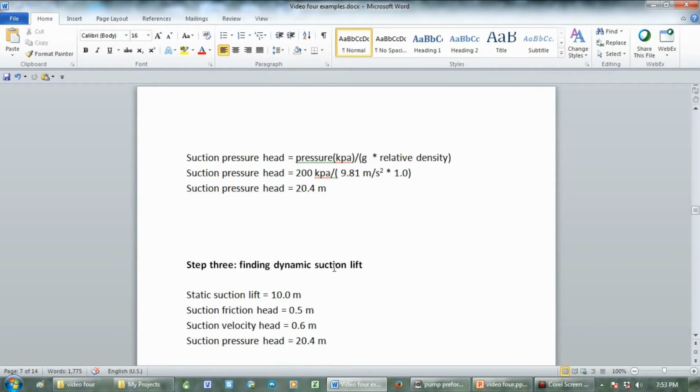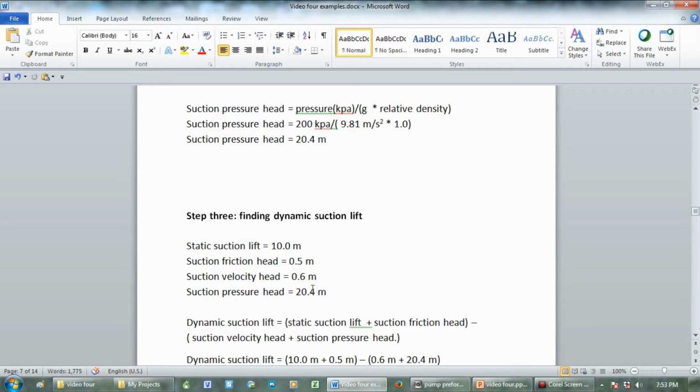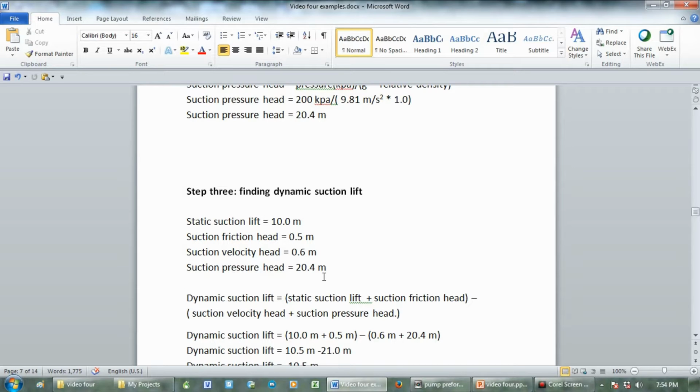Step 3, finding the dynamic suction lift. So our static suction lift was 10 meters. Our suction friction head was given as 0.5 meters. Our suction velocity head we calculated was 0.6 meters. And our suction pressure head we calculated as 20.4 meters.